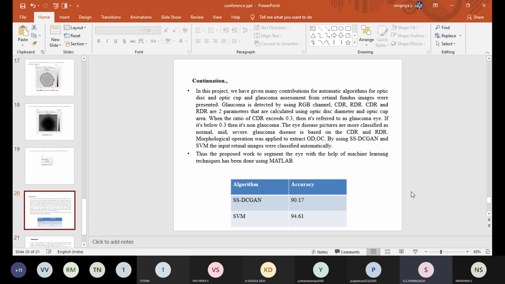Okay, how many images have you used for training your classifier and how many have you used for testing your classification output?